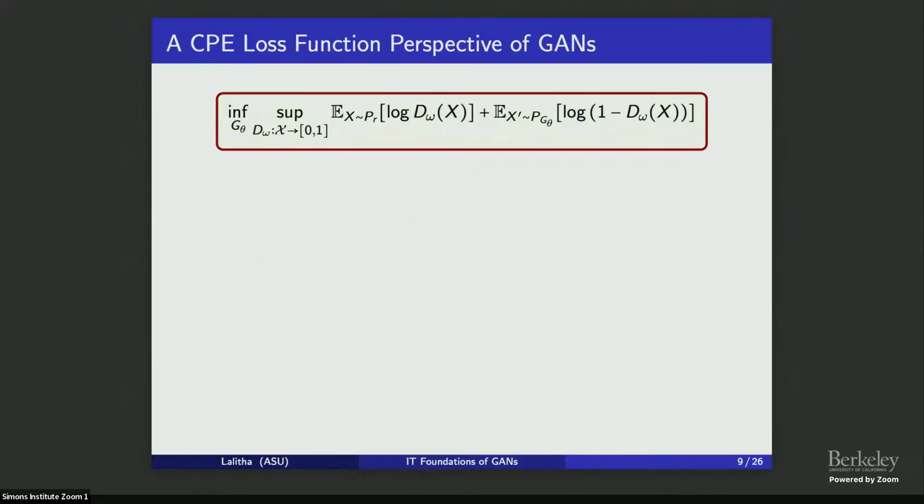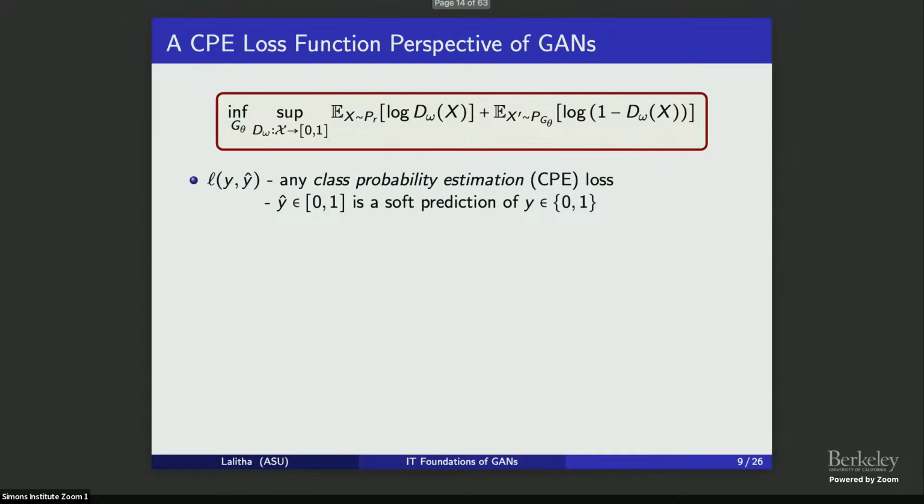So what I'm going to do in this talk is tell you that this value function, at least in the context of divergences, can be written in terms of loss functions. You stare at this for a moment and go, yeah, it looks like log loss, right? In fact, it looks like I'm taking data samples and minimizing, some kind of risk minimization. So why can't I stick any other loss in there?